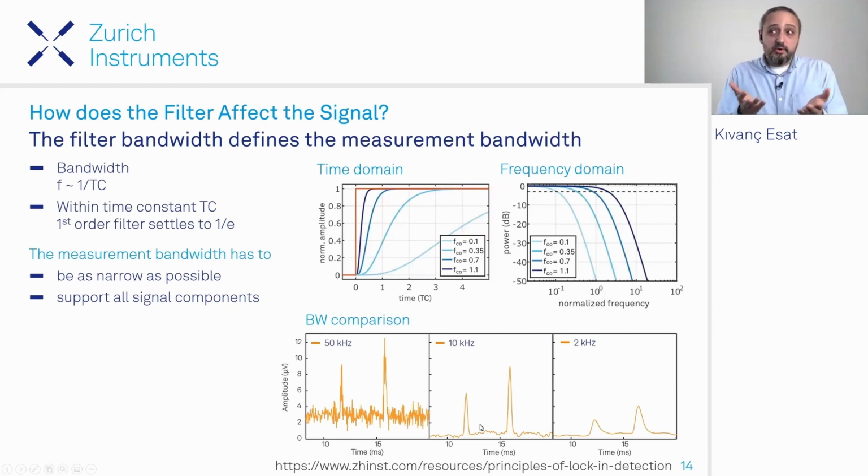But then you can ask the question, why don't we always go with a narrow filter? Unfortunately, this is not possible, because in this scenario, if you have a narrower filter, the features are there, but they are skewed. This is because the time constant, which I mentioned earlier, is higher. So the step response of this filter gets slower. So the bottom line is, for a measurement, we want to keep the filter bandwidth as narrow as possible, but it should still support all the signal components that we need.